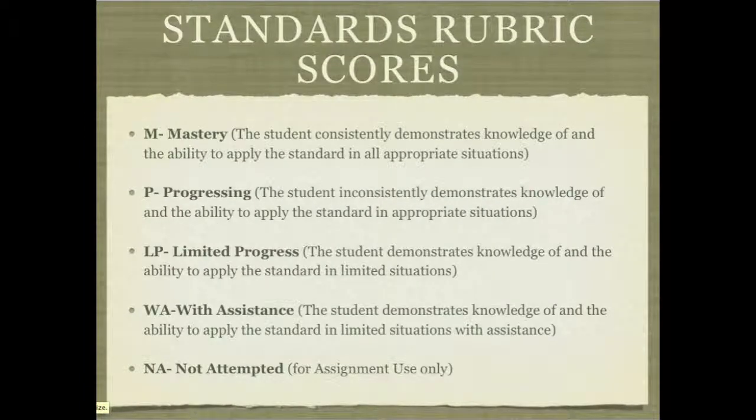The standards rubric that you will be using includes M for mastery, P for progressing, LP for limited progress, WA with assistance, and NA for not attempted. Please make sure that you familiarize yourself with the descriptions for each score so that you can place them appropriately for each assignment.